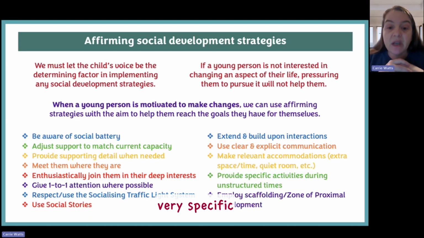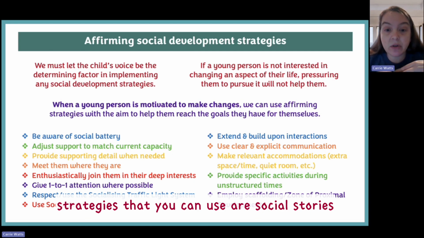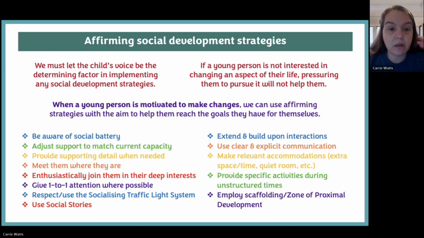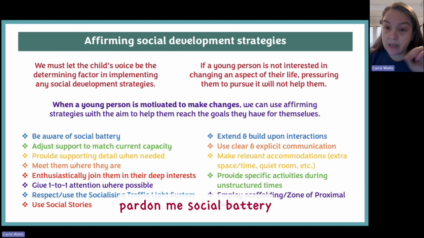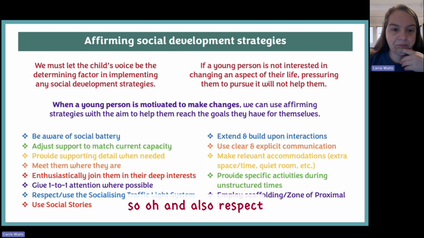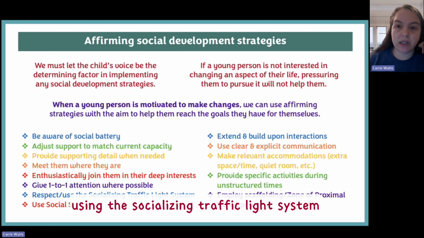Very specific strategies that you can use are social stories, the scaffolding technique, and also being aware of social battery and helping them to learn how to do that. And also respect using the socializing traffic light system.